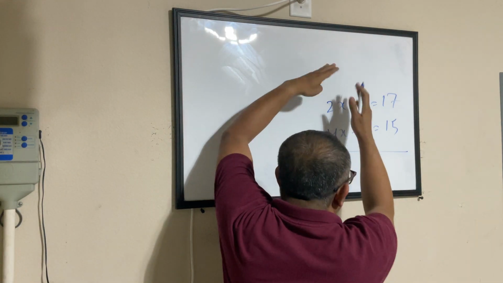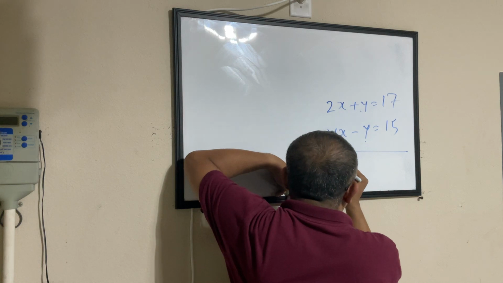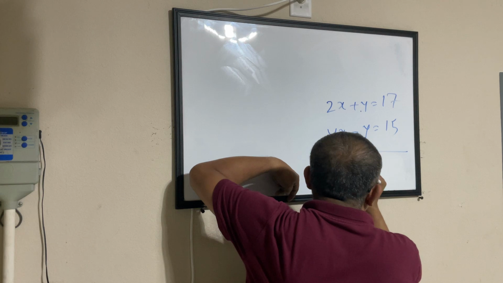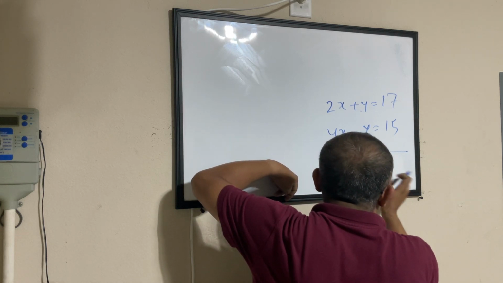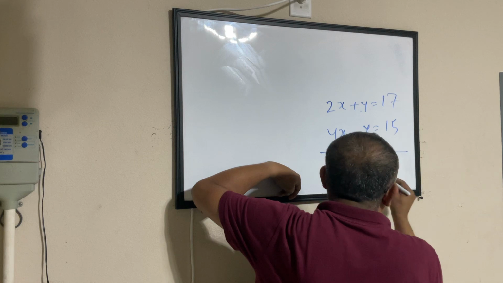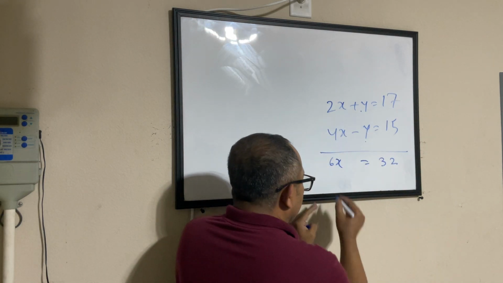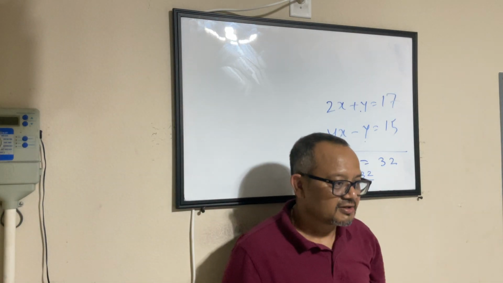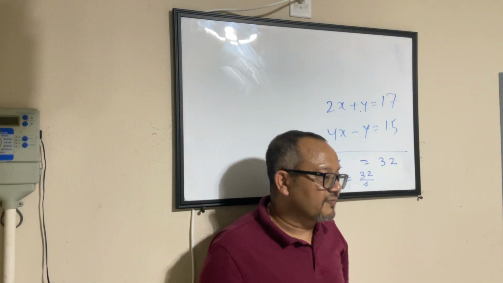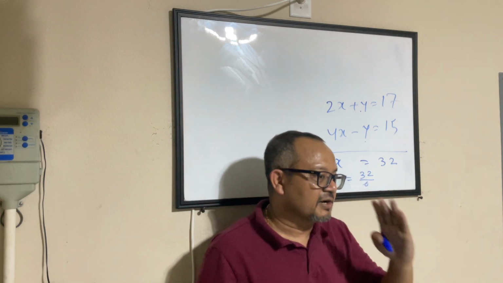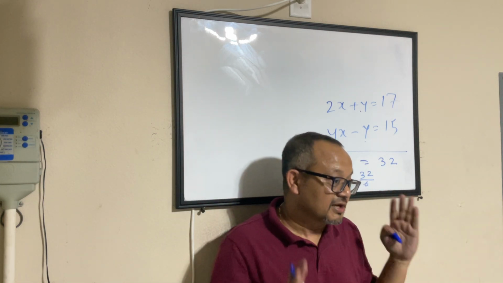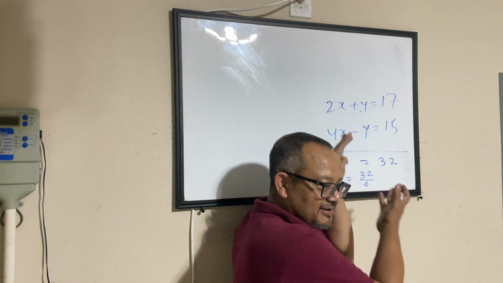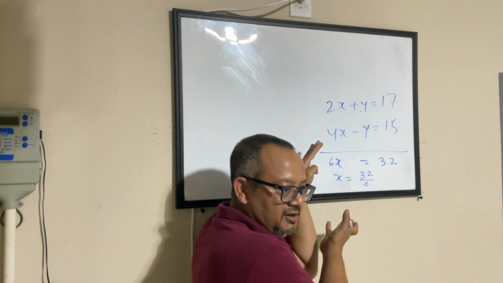See? Now adding them. 2x plus 4x is 6x. Positive y plus negative y, 0y, or 0. Equal to 17 plus 15, 32. x equals 32 by 6. You got the answer straight away. This is called the method of elimination, where you have only one intent in mind, that is knocking off the variables in a legal way. Don't remove the variables just because you don't like it. There is some method to the madness that you have to keep in mind.